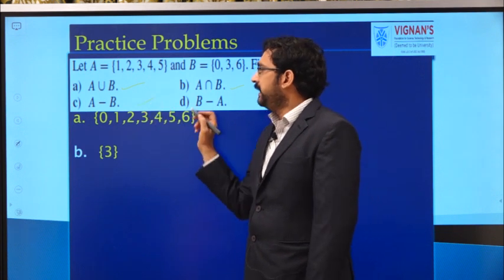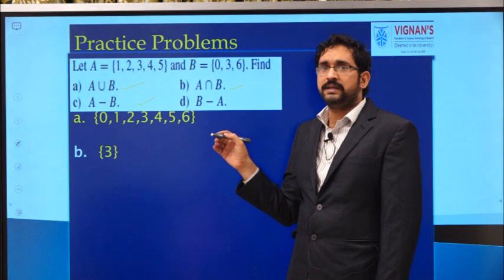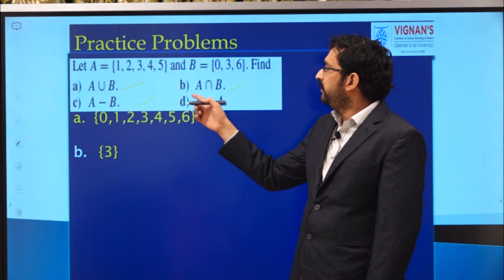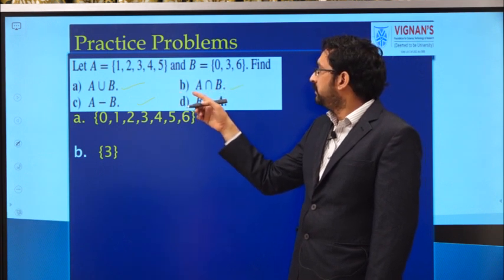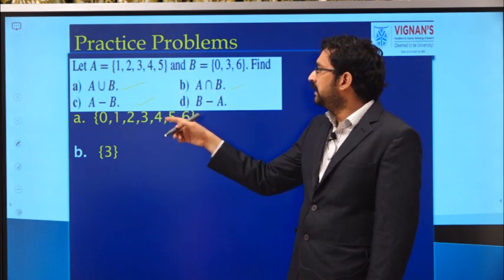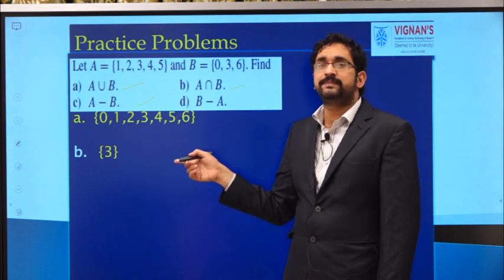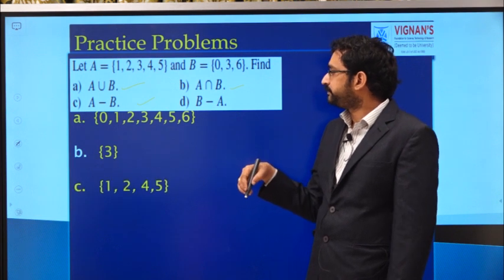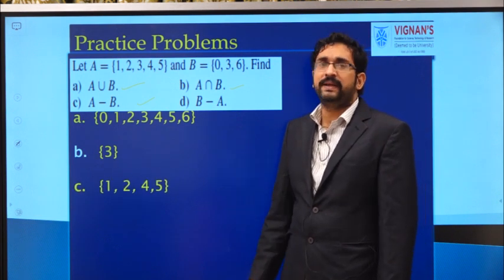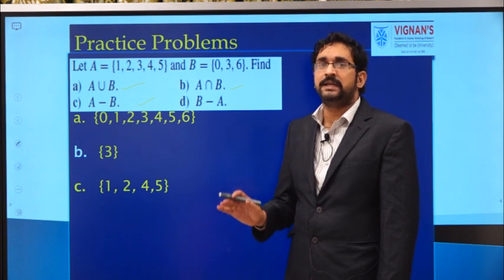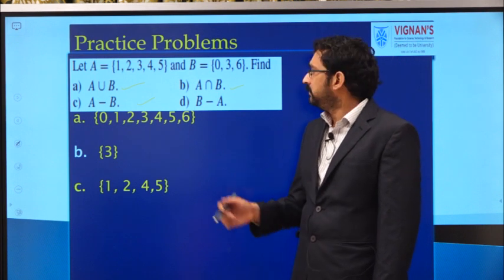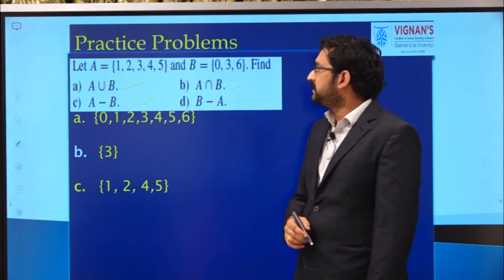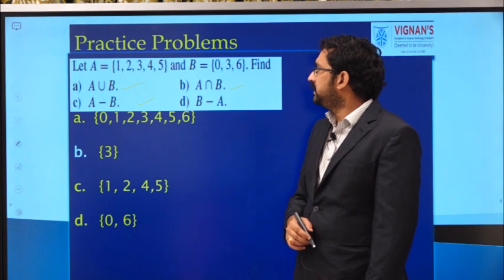See the third one, A minus B. A minus B contains the set of all elements which are in A but not in B. If you observe, 3 is in both sets. 1, 2, 4, 5 are in A but not in B. So A minus B contains the set 1, 2, 4, 5. Last one is B minus A. B minus A contains the set of all elements which are in B but not in A. So if you observe, 0 and 6 are in B but not in A. Hence B minus A contains the set 0, 6.